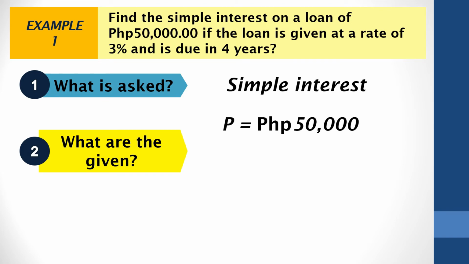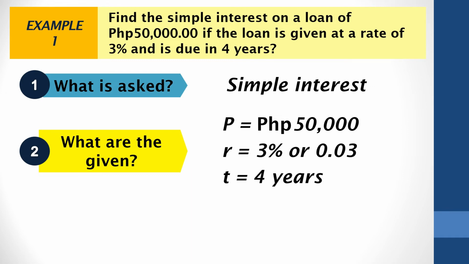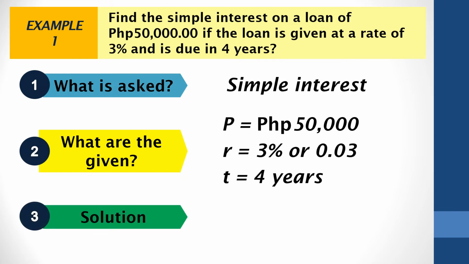Ito po yung loan natin. R is the rate, interest rate, 3% or atin siyang kinonvert into decimal para mas madali, 0.03. And T, binigay dito ay 4 years, 4 na taon. Ano solution na ating gagawin? Of course, if follow natin yung formula na I sub S equals PRT since ang simple interest ang ating hinahanap.